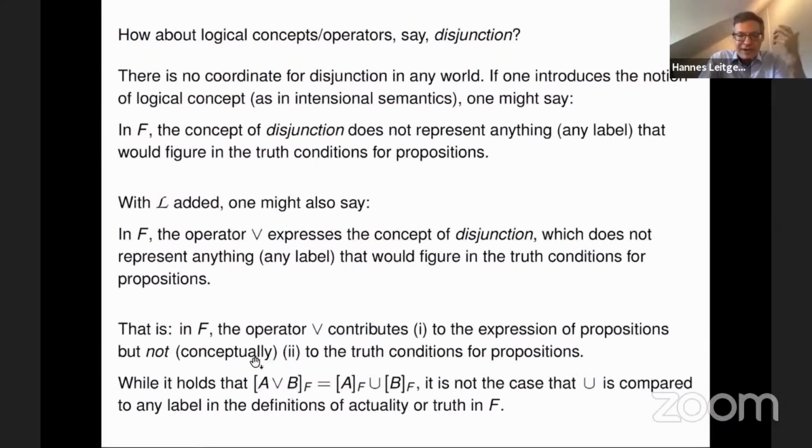Of course, the proposition expressed by A or B is, for example, the union of the propositions expressed by the disjuncts, but it's not the case that the union function, or the truth function for the or, would be compared to any label in definitions of actuality or truth in the framework. And that is why the disjunction symbol is merely expressive. You could also say it's merely structural. But it's not important that it's a structure of something in the world. It's just important that it helps us to determine this set of possible worlds, which are purely mathematical entities, and that's it.